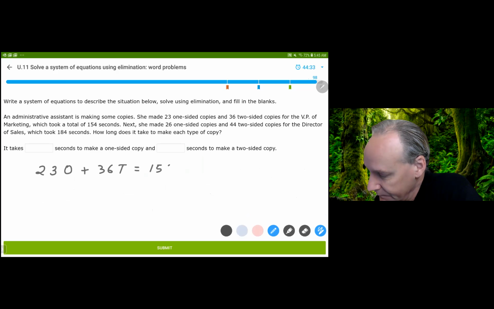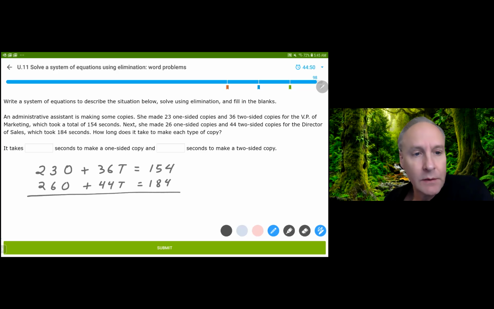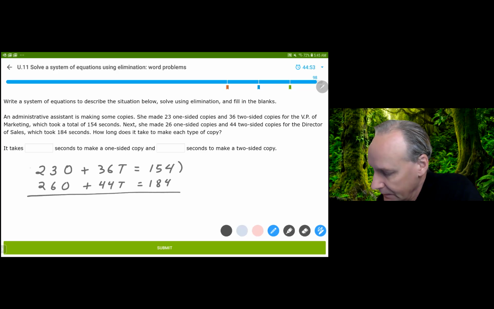Man, that's fast. The next one, she did 26 one-sided and 44 two-sided. And it took 184 seconds. And I probably could have written these a little smaller, but I'm going to go ahead and multiply the top equation by the 26. And the bottom equation, oh, maybe negative 23. It doesn't matter. Either one works.